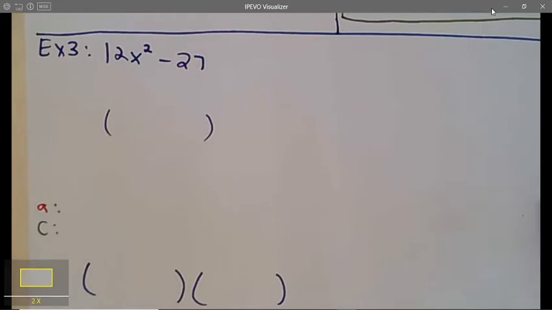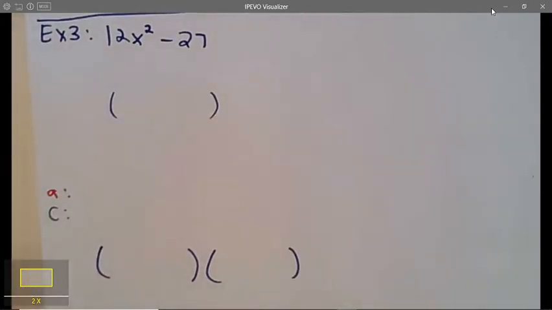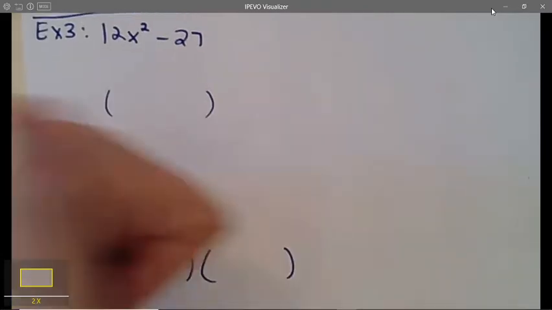Hi everyone. Okay, so example 3 is very similar to example 1 and 2. So if you want to try example 3 on your own, fast forward to the end and see if you get it right. Otherwise, let's do this thing.